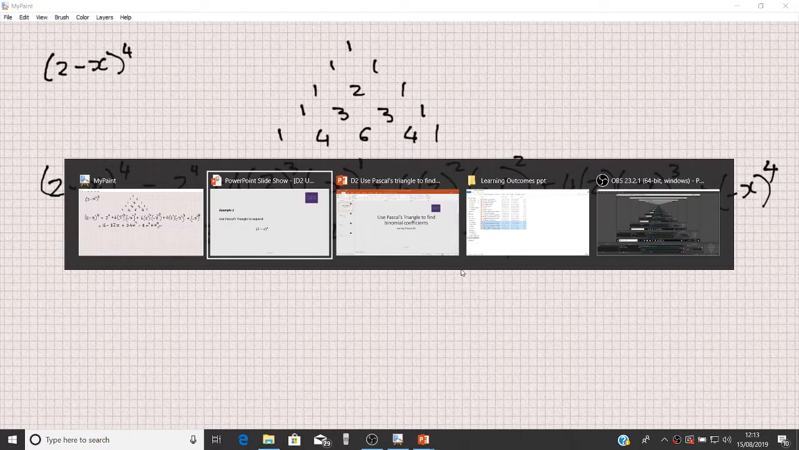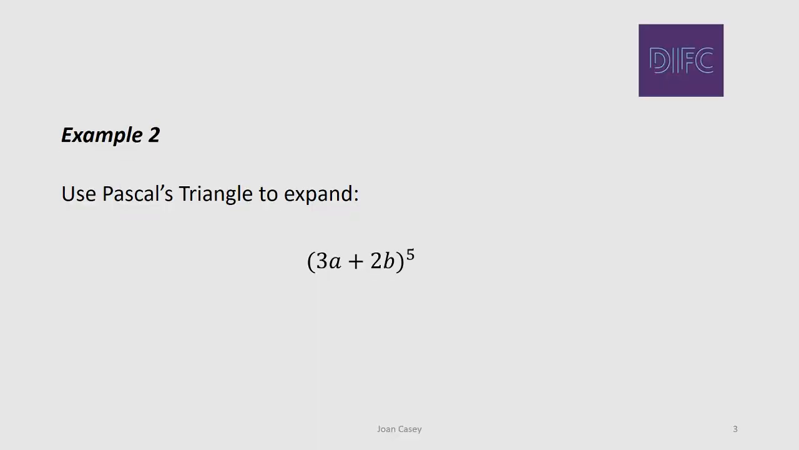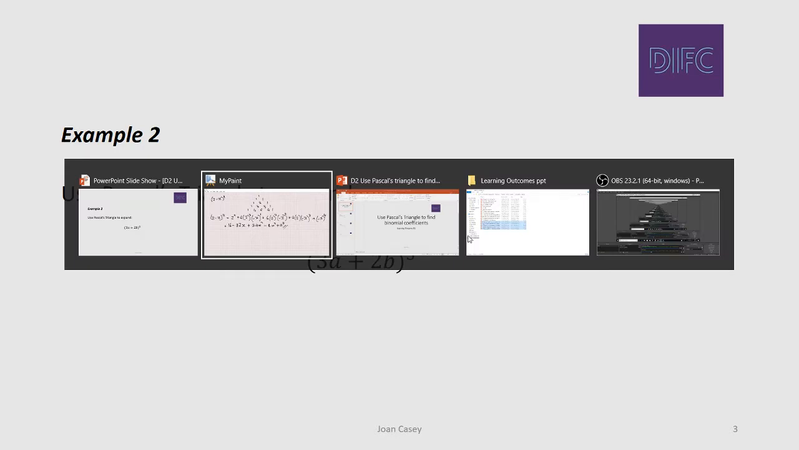Okay, let's take a look at the next example. So the next example, we have to use Pascal's triangle to expand (3a plus 2b) all raised to the power of 5. So we'll just move over to the maths pad and take a look at that example. The example was 3a plus 2b all raised to the power of 5.